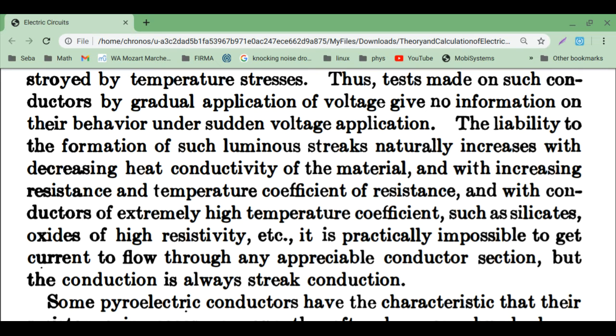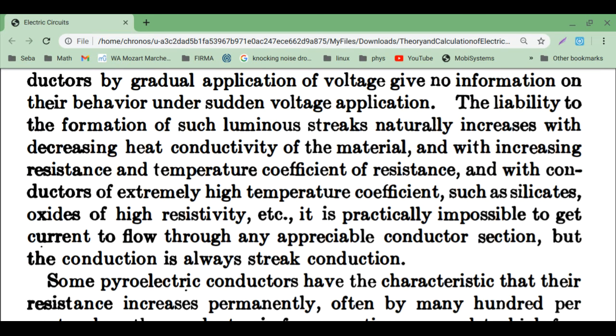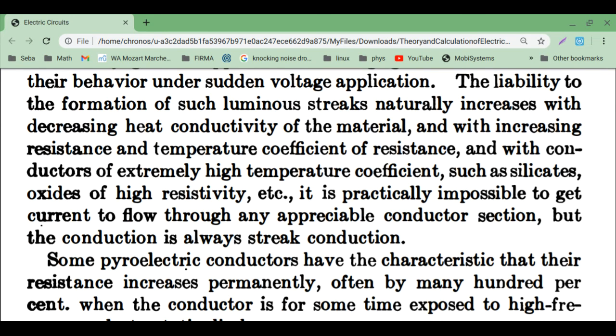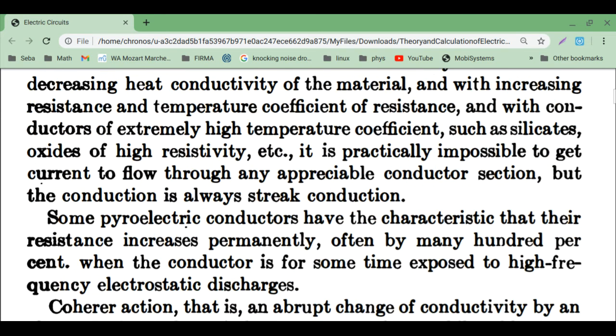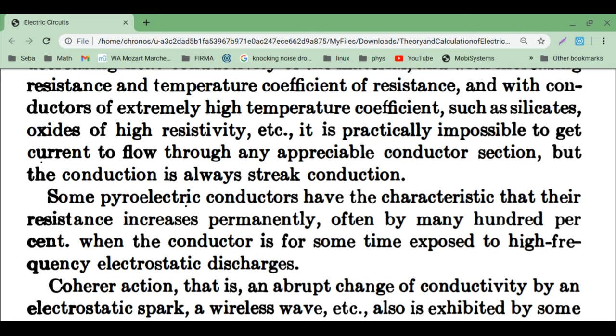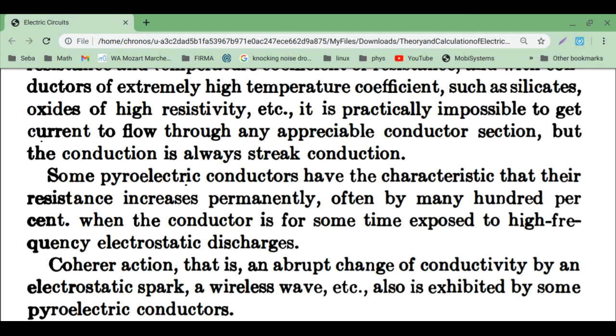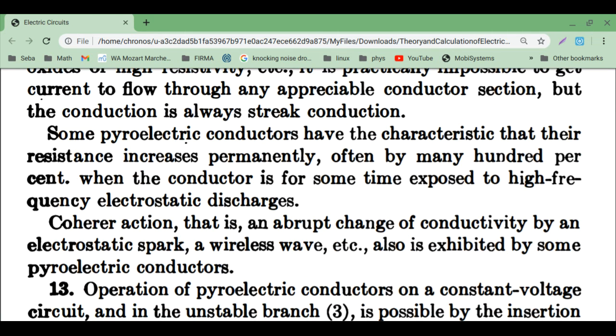The liability to the formation of such luminous streaks naturally increases with the increasing heat conductivity of the material, with increasing resistance and temperature coefficient of resistance, and with conductors of extremely high temperature coefficient, such as silicates, oxides of high resistivity, etc., it is practically impossible to get current to flow through any appreciable conductor section, but the conduction is always streak conduction.